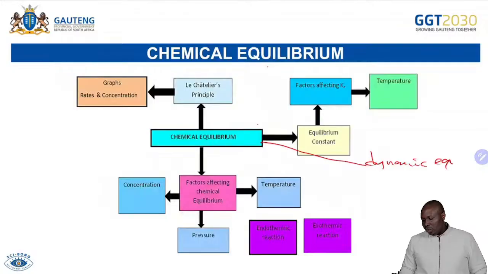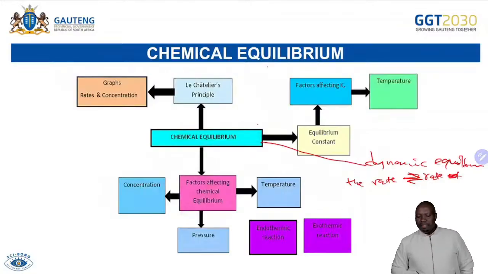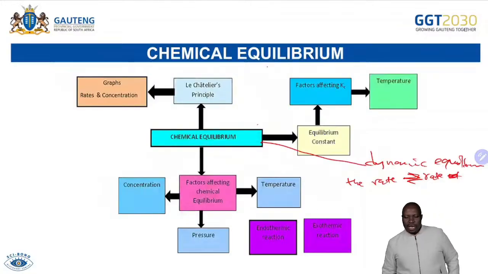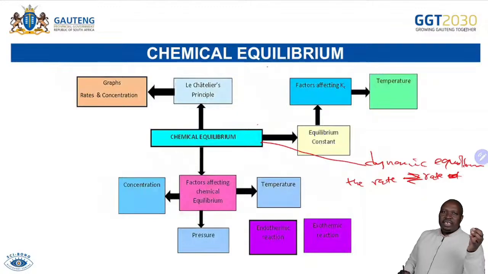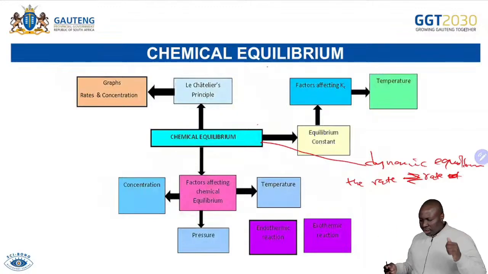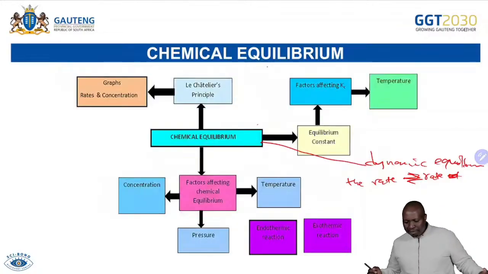We're saying it's a dynamic equilibrium when the rate of forward reaction is equal to the rate of reverse reaction. So rate of forward is equal to the rate of reverse reaction. And then you are able to do that. Or you say the concentration of the reactants and the concentration of the products remain constant. Not that they are equal, but they remain constant.